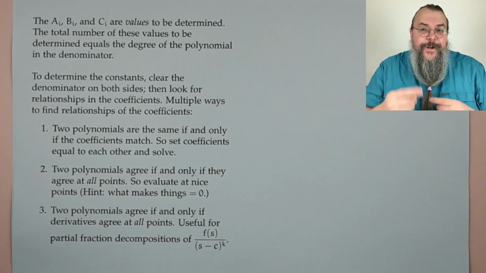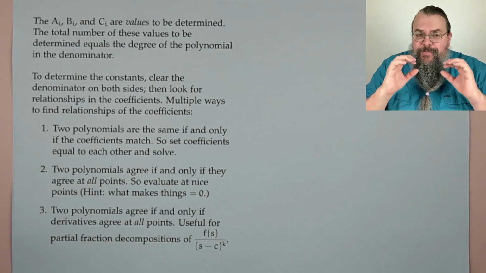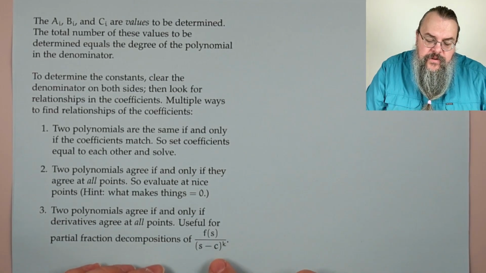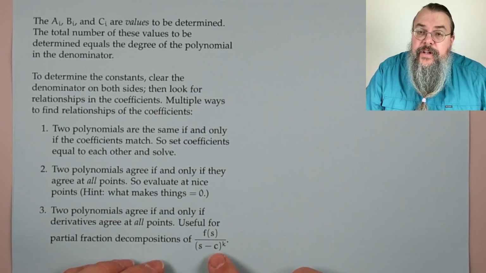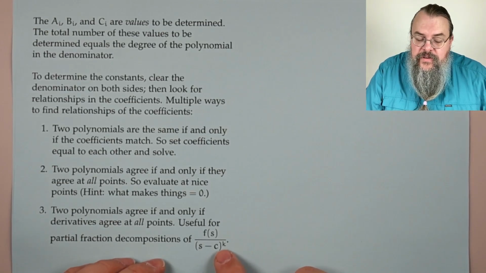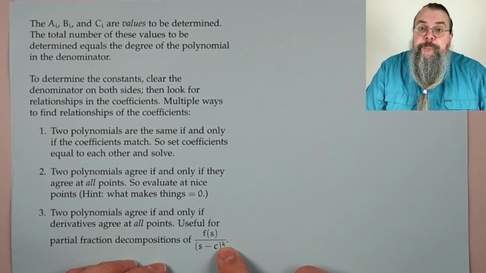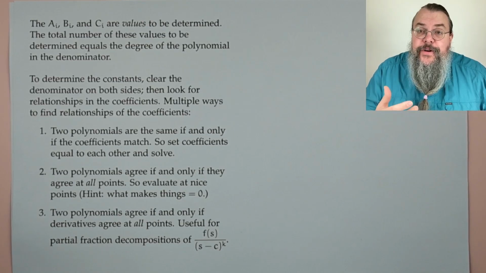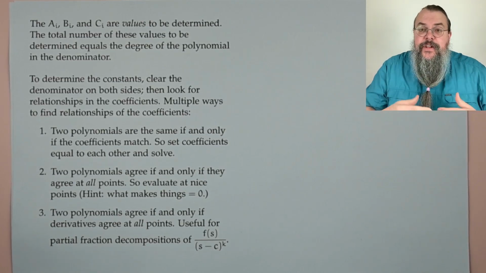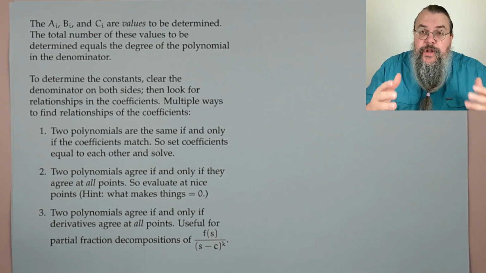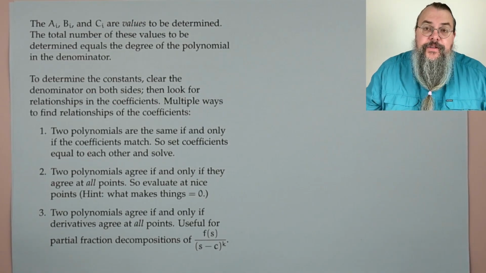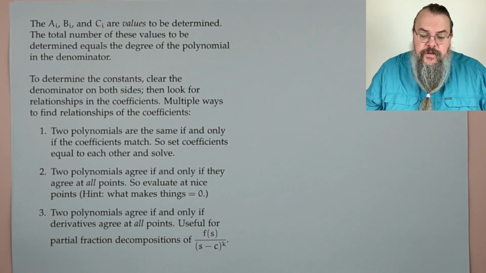There is another fun thing you can do, which is very specialized, and that is that it only works if you have a nice power downstairs, like s minus c to the k. And in that case, you say, derivatives. Two polynomials match if and only if all derivatives match. So you just keep taking derivatives and plug in, life is good. And we'll see an example of all these different techniques as we move along.